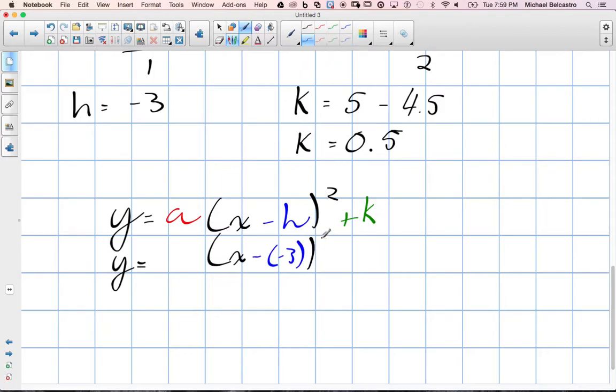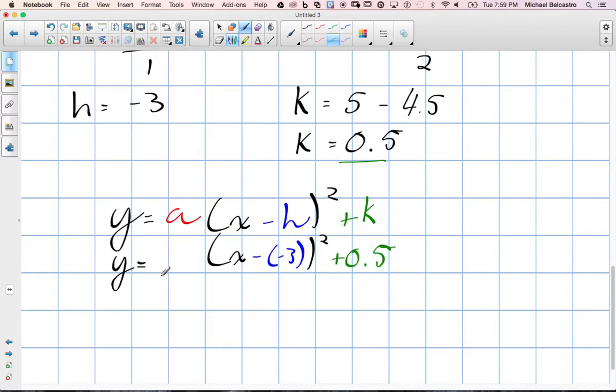Do you know how that would simplify? How we could simplify these two operations here, a negative and a negative beside each other? We can turn it actually just into a positive value. Okay. And if you remember, the h value is usually the opposite of what it says in the brackets. Okay, and then the k value is just 0.5, so we plus 0.5.